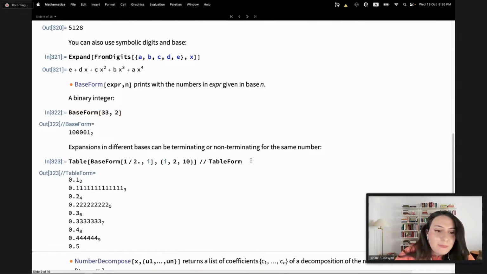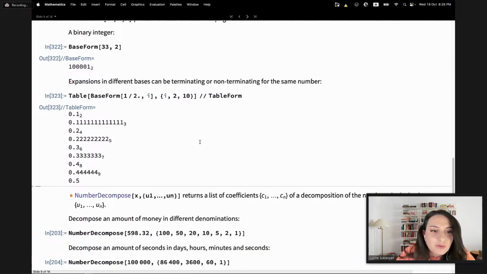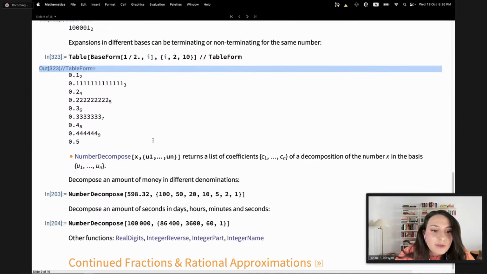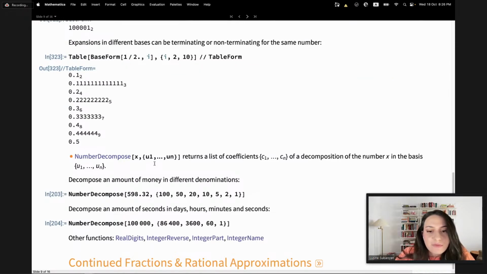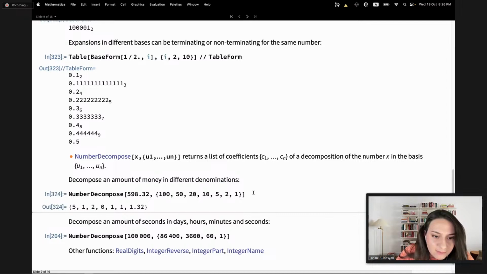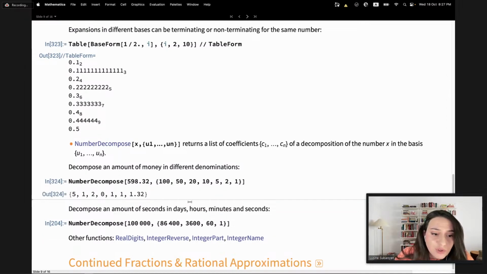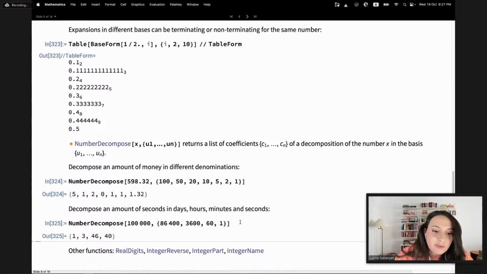We can do a nice table and see that expansions in different bases can be terminating or non-terminating for the same number. You know, we just change the bases, but the number is the same here. NumberDecompose is another function. It returns a list of coefficients of a decomposition of the number x in the bases u1 to un. So, for example, we can decompose an amount of money in different denominations by doing this. And it returns a list of coefficients. Or we can decompose an amount of seconds in days, hours, minutes, and seconds by doing this.